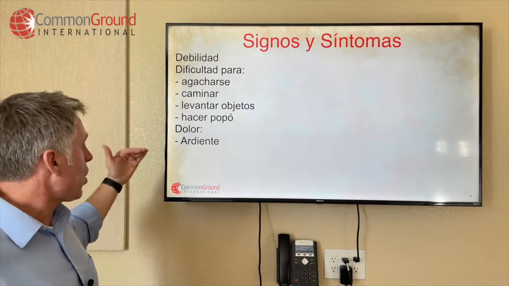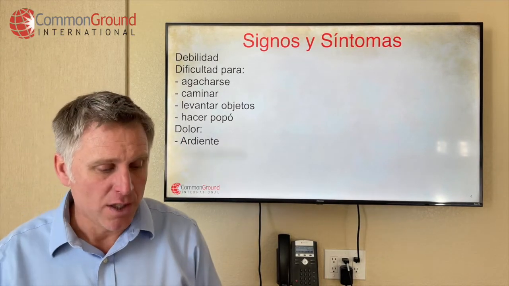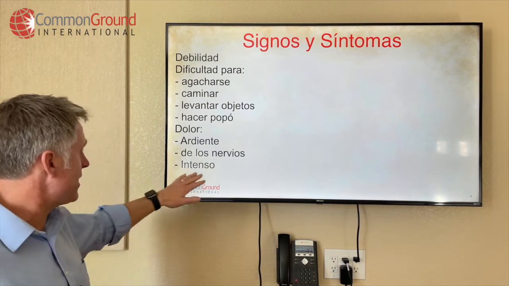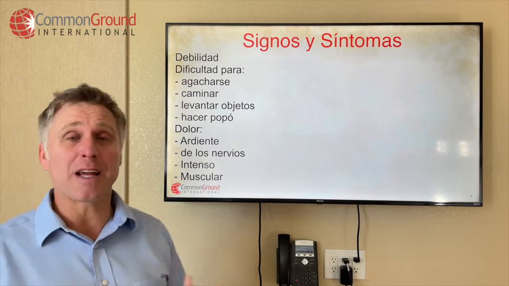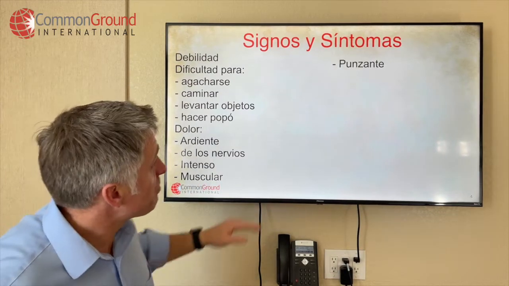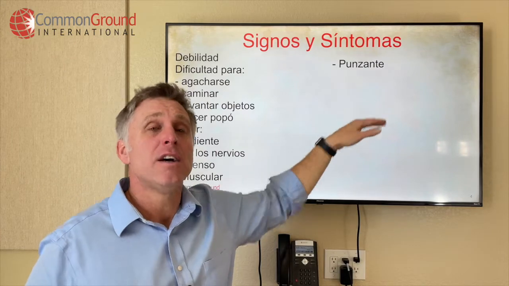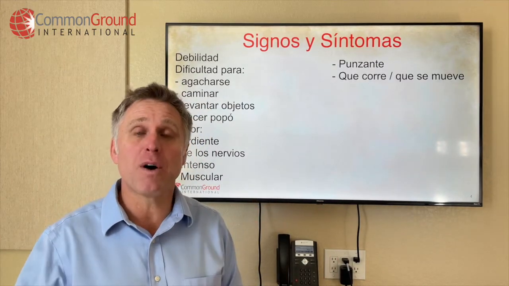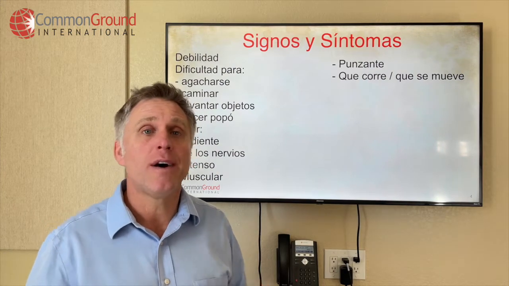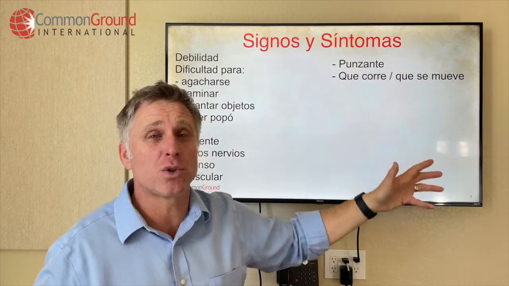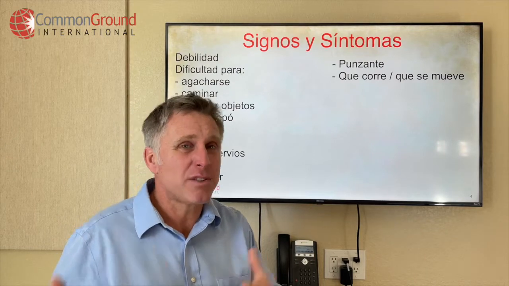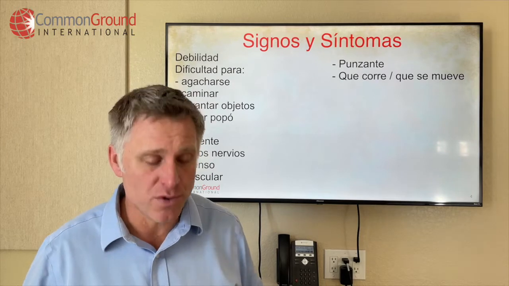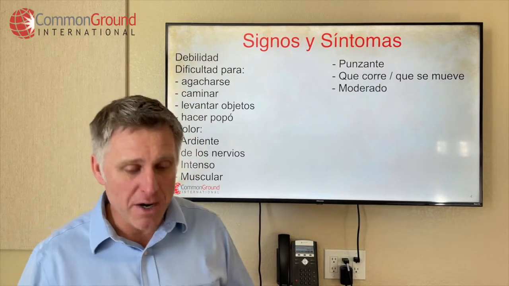Dolor. Dolor ardiente, like a burning pain. Dolor de los nervios, like a nerve pain. Dolor intenso, an intense pain. Dolor muscular, like a muscle pain. Dolor punzante, stabbing pain. Dolor que corre or que se mueve, so a pain that corre, like shoots. Correr is our verb for run, so dolor que corre, the best interpretation is a shooting pain. Dolor que se mueve, just pain that moves, okay? Dolor moderado, a moderate pain.